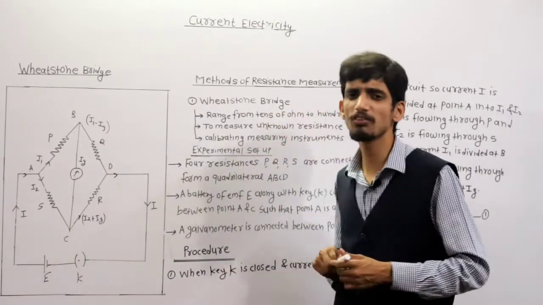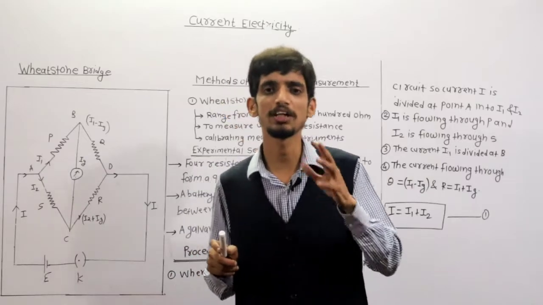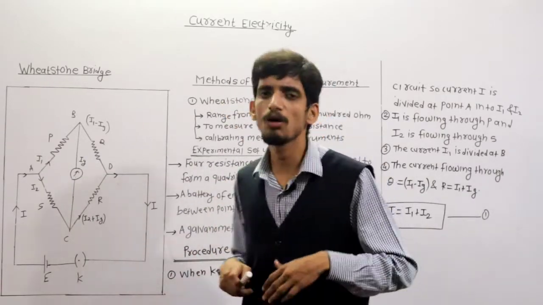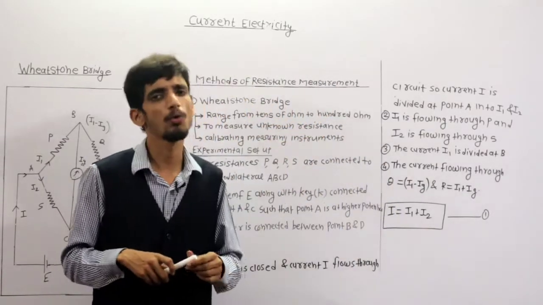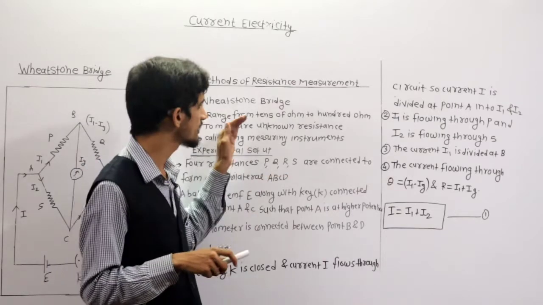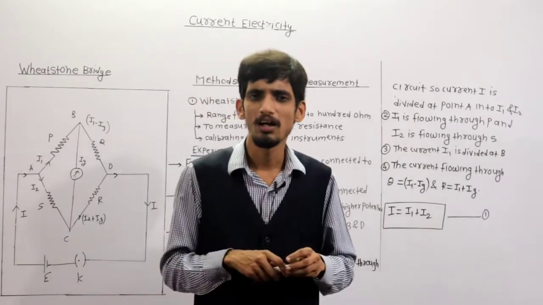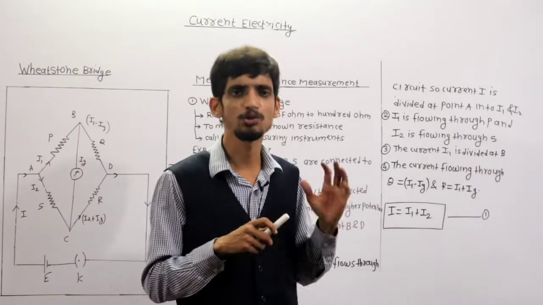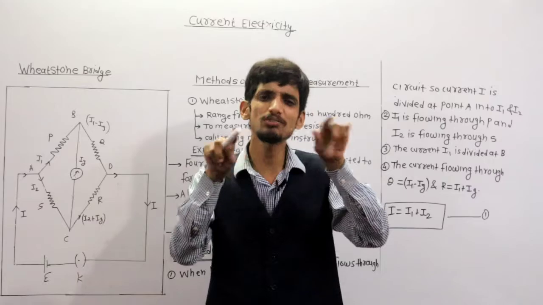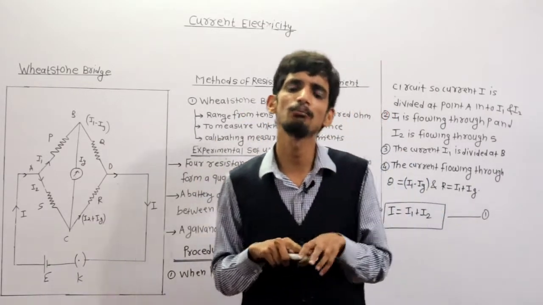So Wheatstone bridge network is used to measure resistance which ranges from tens of ohms to hundreds of ohms. Okay, so to measure resistances whose value lies between 10 and 100 ohms, we are using what? Wheatstone bridge network. Now how is this Wheatstone bridge network actually practically implemented?